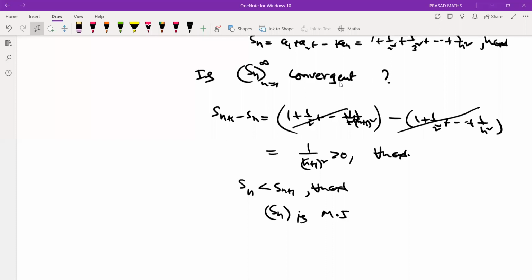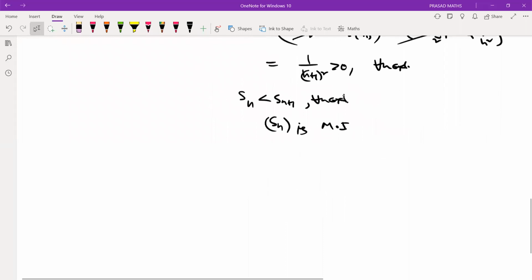Question: is it bounded or not? If it is bounded, we can say that it is convergent. If it is not bounded above, we can say that it diverges to plus infinity. Right? We have seen that any monotone sequence can converge to a finite number, it can diverge to plus infinity, it can diverge to minus infinity, but it will never oscillate because it is a monotone sequence. Right? Question: is it bounded above or not? So how can you check bounded above?